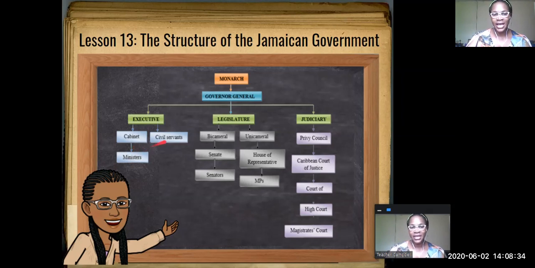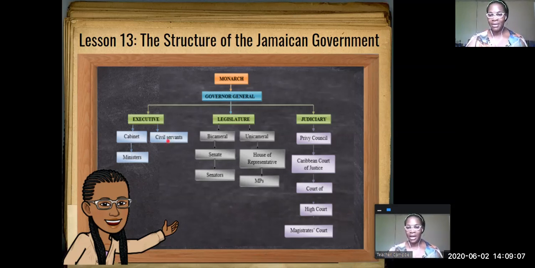Now, to the right of the cabinet, we have the civil servants. Who are civil servants? Civil servants are persons who work in the public sector, who work for the government. They're paid by the government. So you're talking about teachers, nurses, doctors who work at the hospital, anybody who is paid by the government. It's not a private business that is paying them. They're not working for Jamaica National Bank or Sagicor or anything like that. They are working for an institution that is owned and operated by the government.